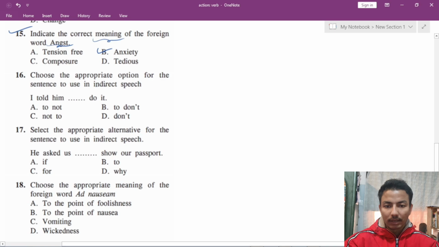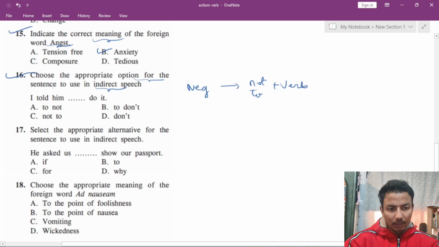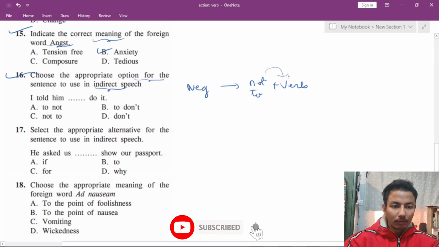Okay, next, choose the appropriate option for the following sentence to use in indirect speech. Okay, this one, I'll tell you one more thing. We use, in a negative context, not to plus verb. Okay, not to will come before the verb.